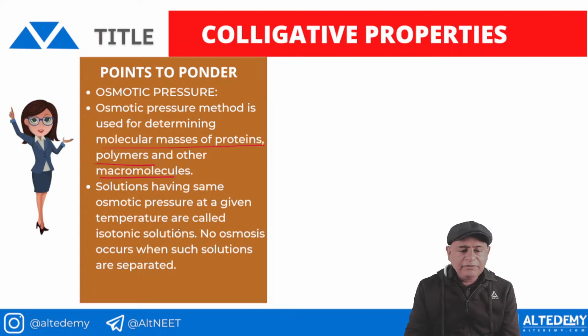Solutions having the same osmotic pressure at a given temperature are called isotonic solutions. Two different solutions having the same osmotic pressure are called isotonic solutions. No osmosis occurs when such solutions are separated. For isotonic solutions, there is no osmosis.